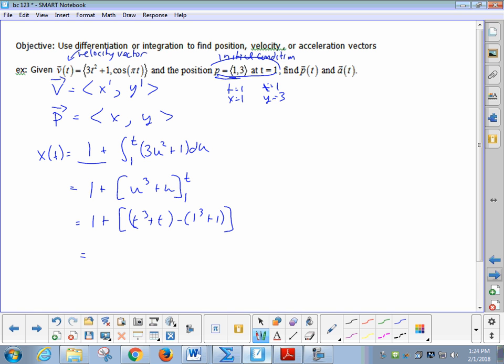So what is the horizontal function of the vector? t cubed plus 2, plus t, excuse me, t cubed plus t minus 1. All right, that is the horizontal function that gives me position at any time on my position vector. Now do the same thing for the vertical component, please.